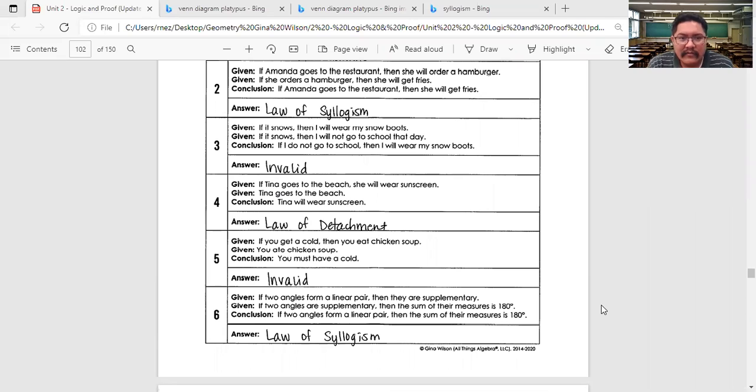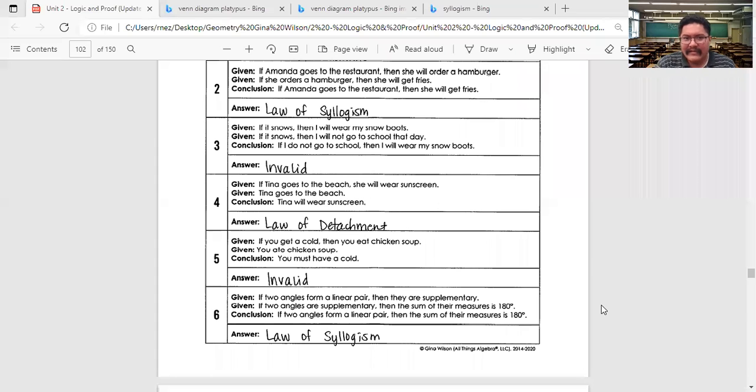All right, let's go ahead and go on to number 5. And again, there's not a whole lot of writing in this one, so the writing shouldn't be that long. Given: if you get a cold, then you will eat chicken soup. Now, you ate chicken soup, so therefore you must have a cold.